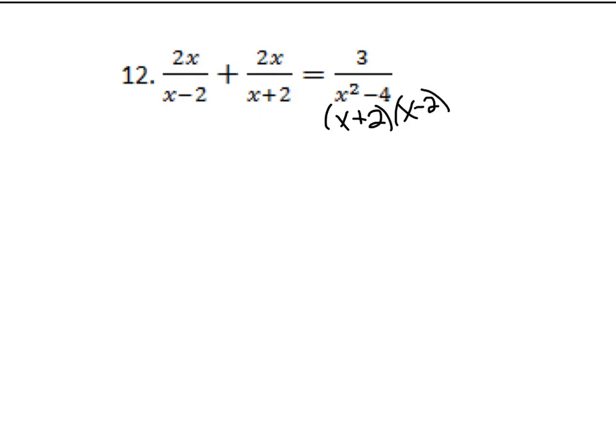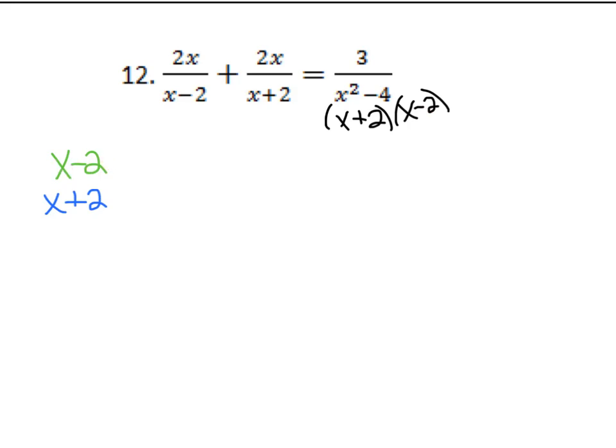Next thing I look for is how many fractions. I've got 3 fractions, so I'm looking for roster members. First denominator has an x minus 2, so there's roster member 1. Second has an x plus 2, there's roster member 2. Third one, x plus 2, already part of the list. X minus 2, already part of the list.